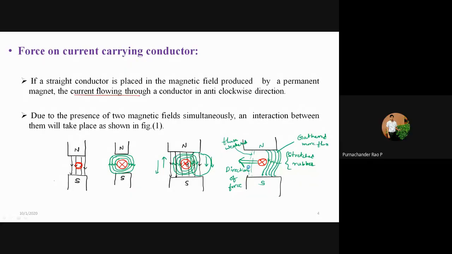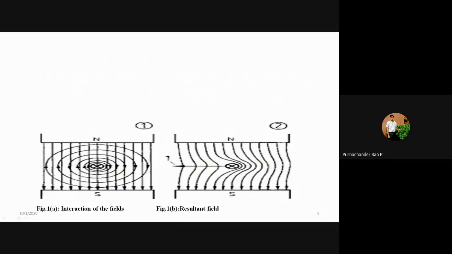So the final value will be like this. Here, this is the resultant flux which looks like this. So the same case what we are taking here, in case one, this is the interaction of the two fluxes, main flux and the armature flux. Now to the right side of the conductor, crowding of the flux is taking place, and this crowding of the flux will be forcing the conductor to move.